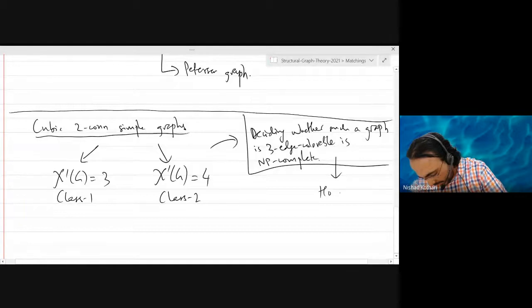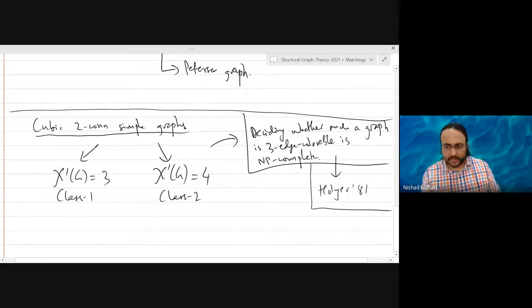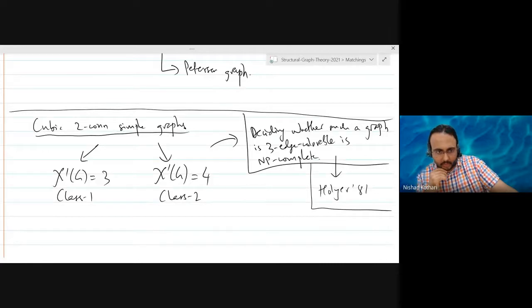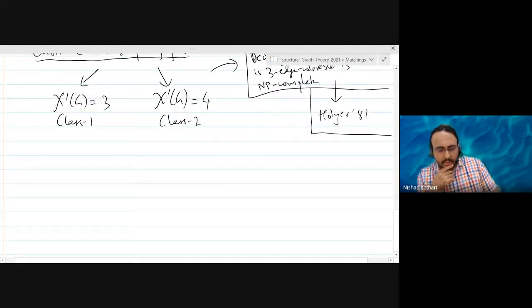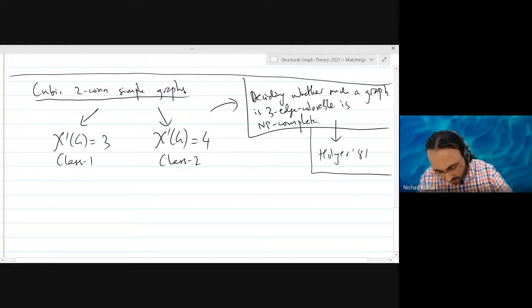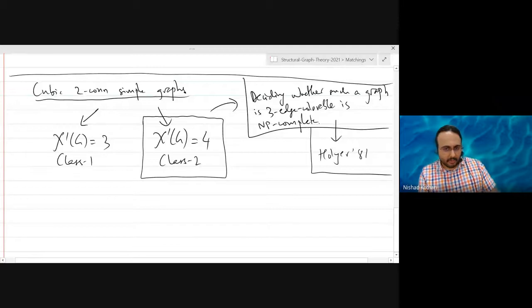And if I'm not mistaken, Holyer proved it for the special case as well. So in fact, if you prove it for this, then it implies it for all graphs. Already in the cubic case, it is an NP complete problem. So it turns out that these graphs are really important in graph theory. For a lot of problems in graph theory, this is the most difficult case. If you solve the problem for this case, you can actually solve it for all graphs.